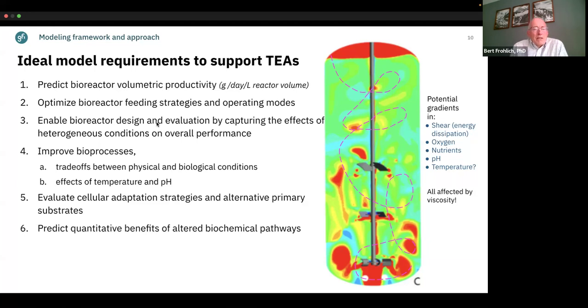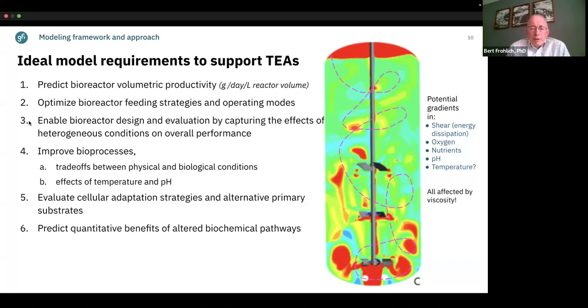Secondly, we want to be able to optimize feeding strategies to the reactor, because as you'll see, the way nutrients are fed to the reactor can affect the performance of the bioreactor. Thirdly, we want to be able to evaluate the effects of heterogeneous conditions on the overall performance, because very likely the bioreactor scales that are going to be required for cultivated meat are going to be enormous.